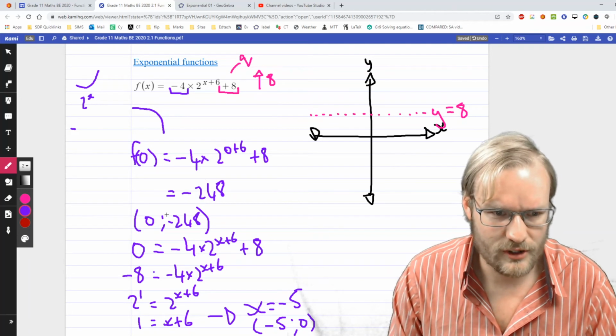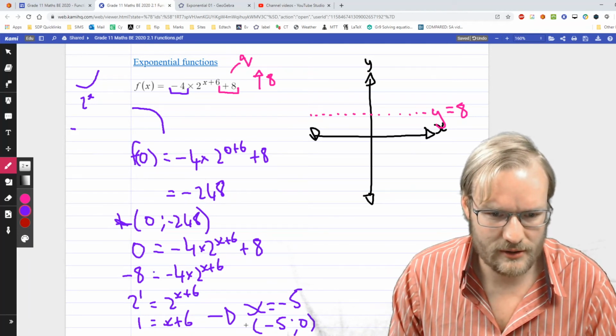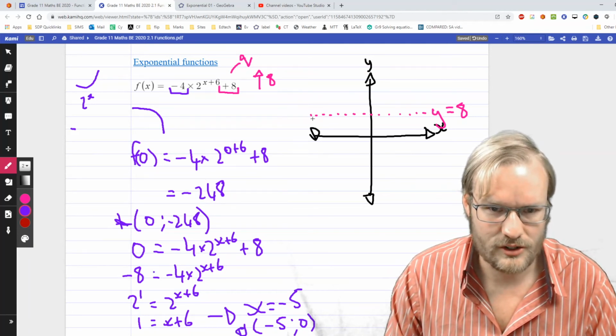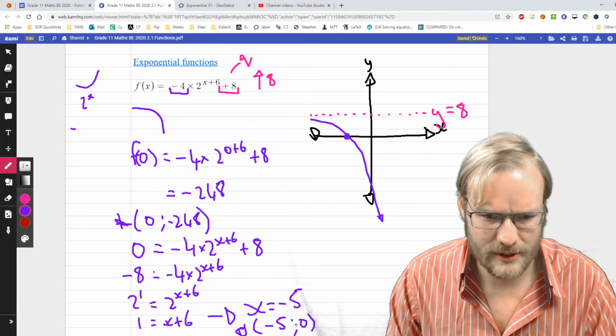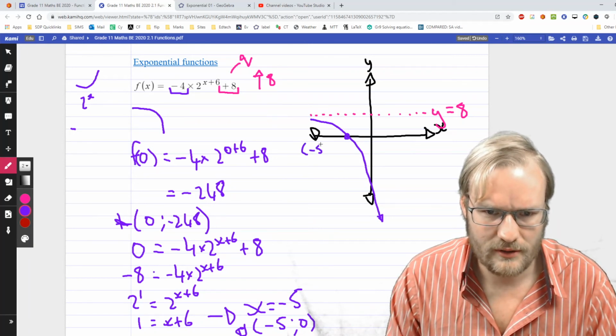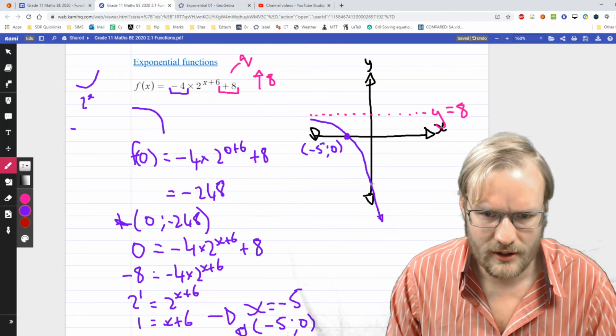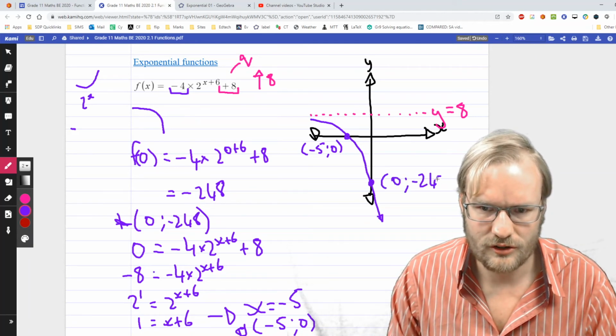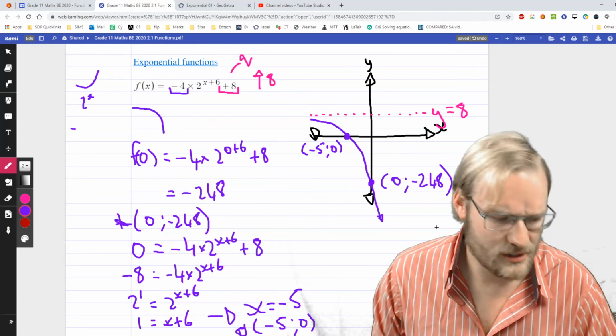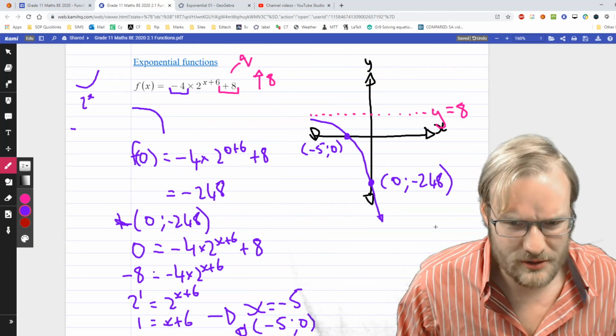Okay, now we've got two coordinates. There's one, there's one. We know the shape's going to look like this. It goes down quite quickly. This point here must have been this one here, because this y value is 0, and this point here was (0, -248). That's just going to be our process for all the exponentials.